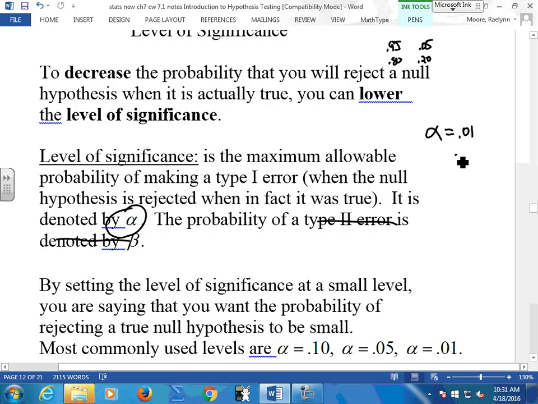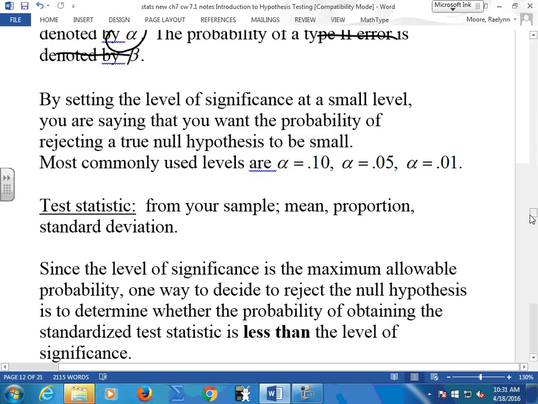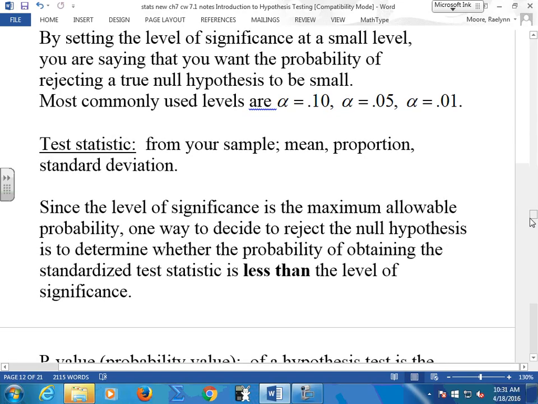Generally, we use these: 0.1, 0.05. You're going to see these values used. Yeah, here they're listed. We pretty much keep to the same level of significance. Since your level of significance is the maximum allowable probability, one way to decide to reject the null hypothesis is to determine whether the probability of that test statistic, no matter what it is, is less than the level of significance. I want it to be less than that. I don't want it to be greater than that.